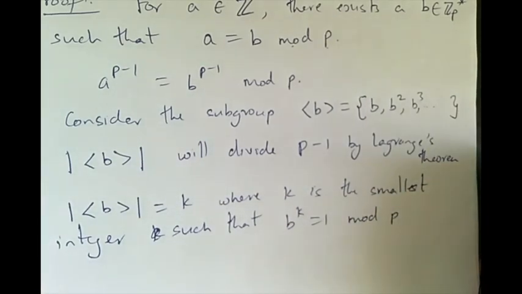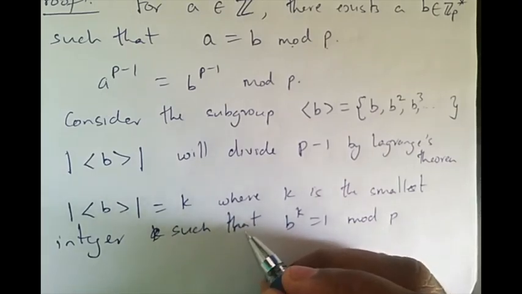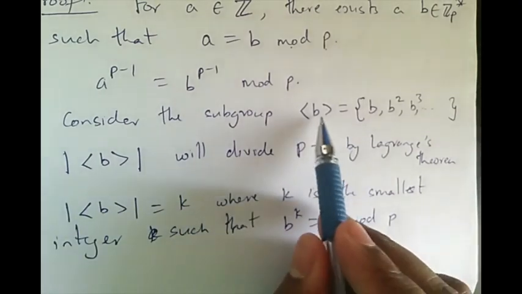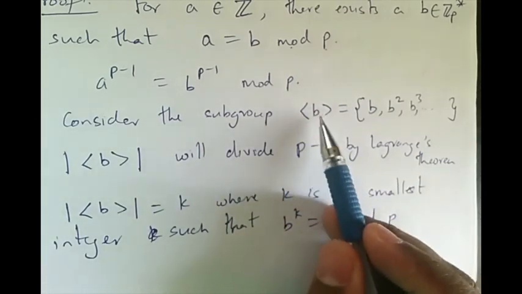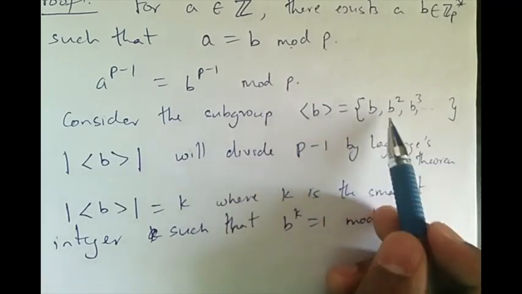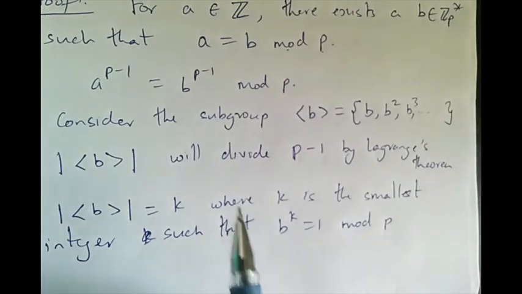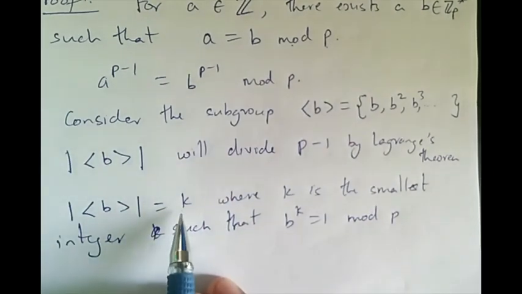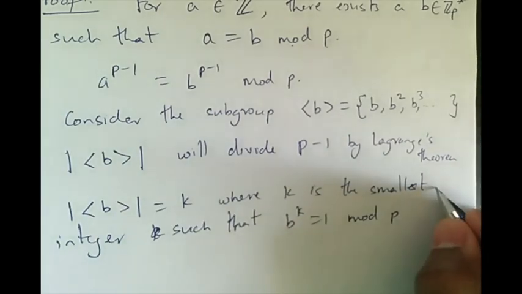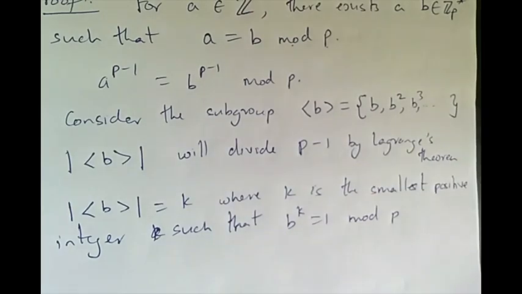Okay. So this follows from the proof of the theorem where we showed that this angle bracket b, when the group is finite, if you take any element b in the group and look at this angle bracket b set which is defined like this, it turns out to be a subgroup. In the proof of that, we implicitly showed this statement about what the cardinality of the subgroup is. It is the smallest positive integer k such that b to the k equals 1 mod p.